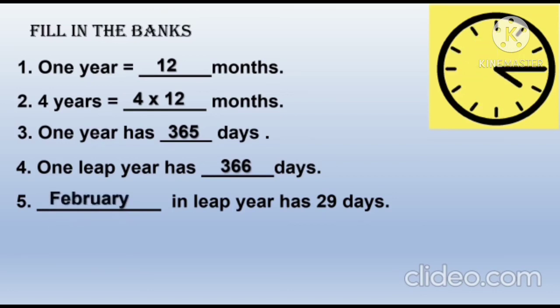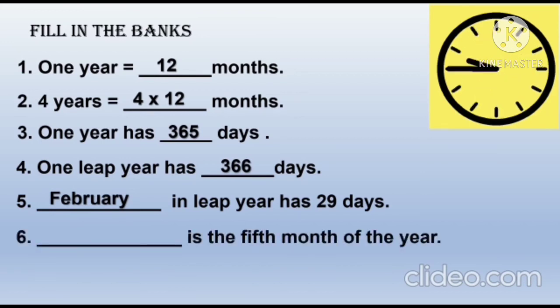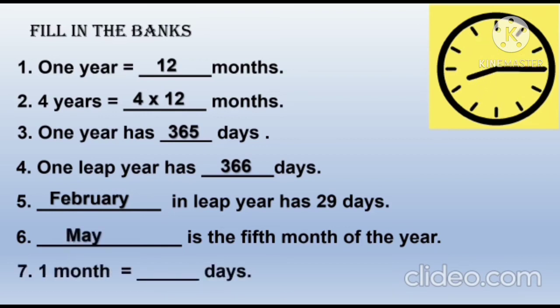February is the month. It has 29 days. Dash is the 5th month of the year. Children, we will have to remember the order. You will have to count January, February, March, April, May. When you reach number 5, that 5th month is May. 1 month is having how many days? 1 month is having 30 days.